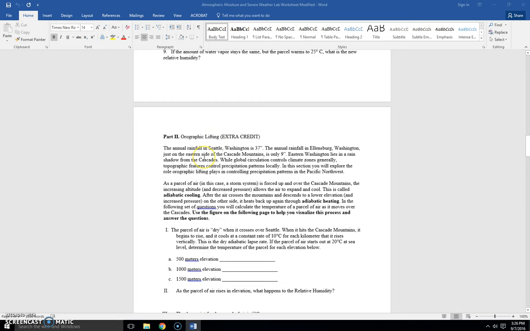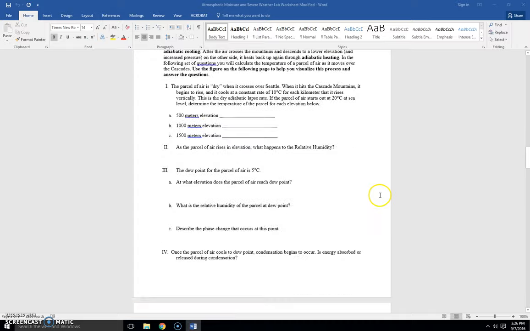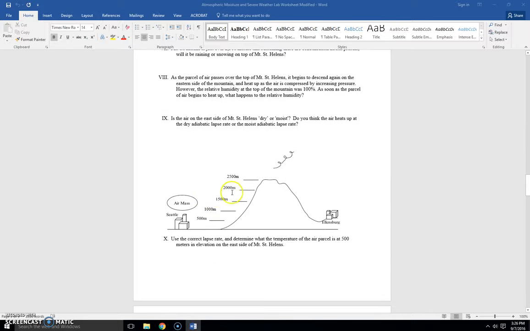So this is when air is forced over a mountain and then goes down the other side. There's a conceptual picture here. So the air mass goes up and over and then down. And of course, as it goes up in elevation, temperature decreases, which changes the relative humidity.